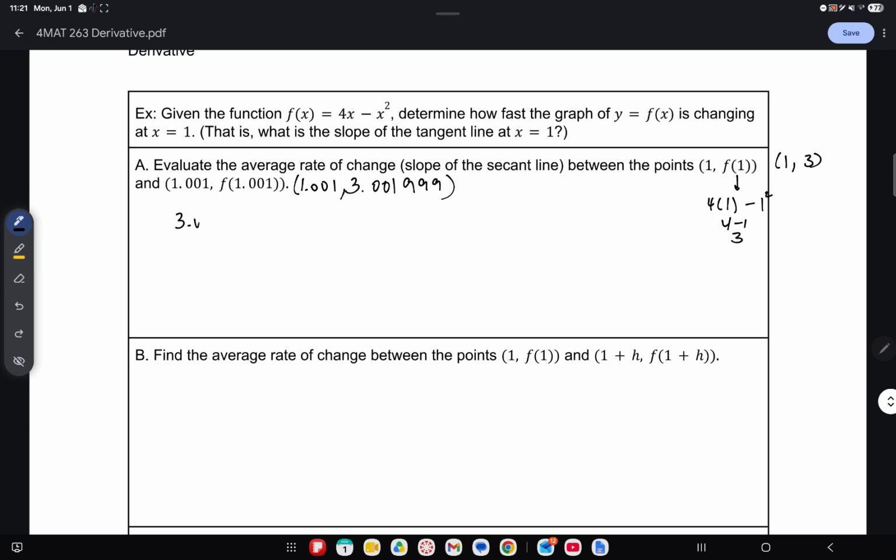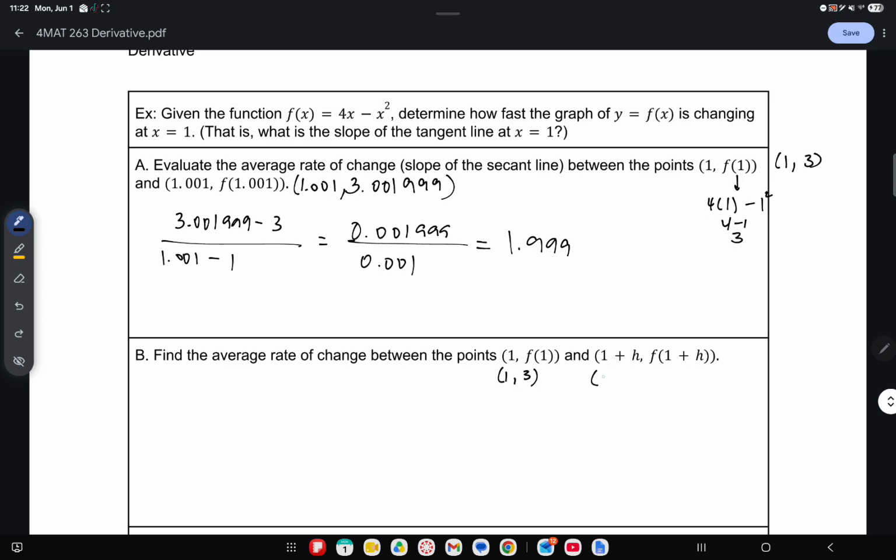So we can find the slope between those 2 points. We can do y value minus y value over x value minus x value. And let's see what we get. To plug that in the calculator, divide that by 0.001, and I get 1.999.